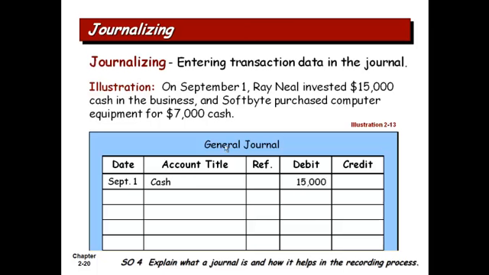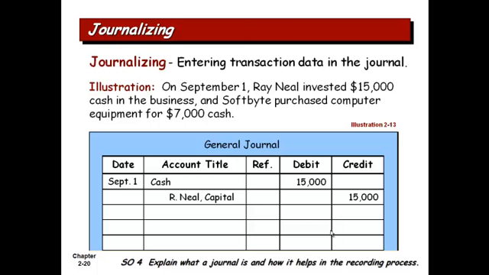And we're recording this in a journal. The credit, as you can see the indentation here, Ray Neal capital. Remember, we increase capital with a credit, and we increase cash with a debit. And remember, debits equal credits no matter what. So these always have to balance. So it's actually 2 transactions here.